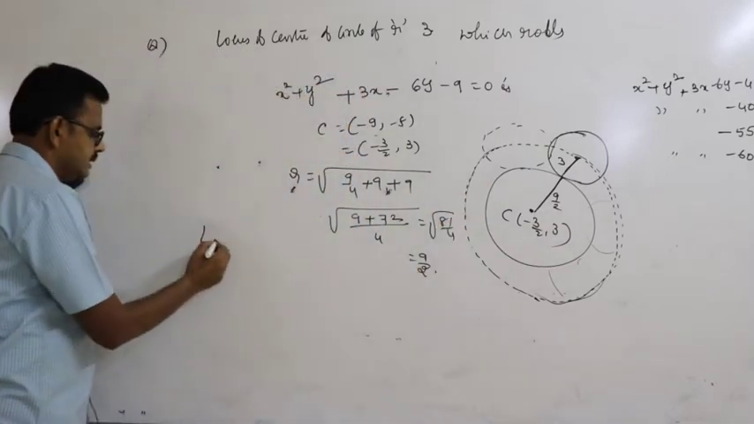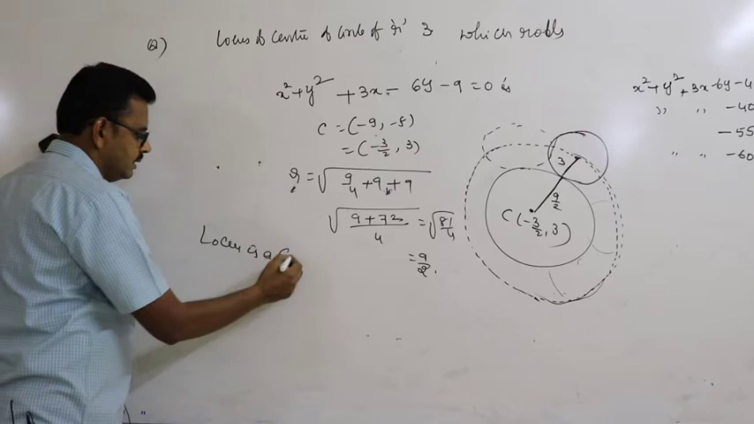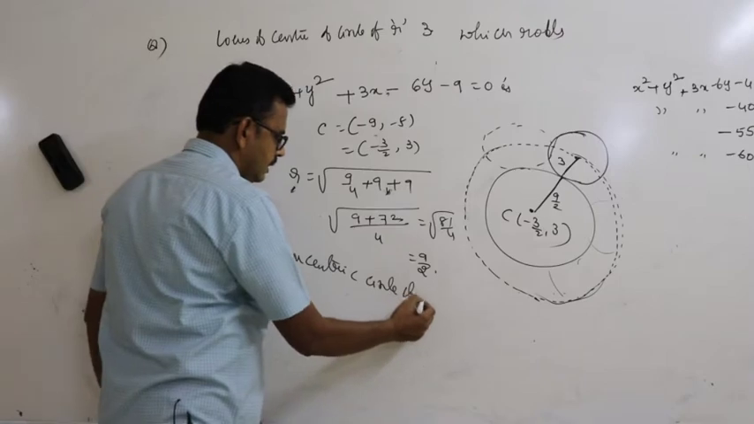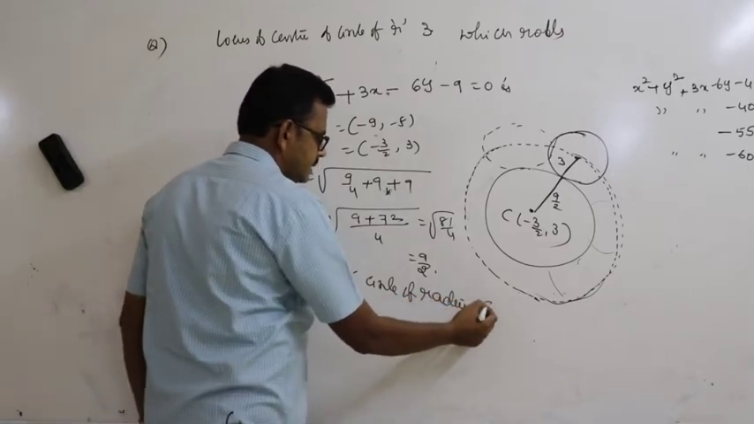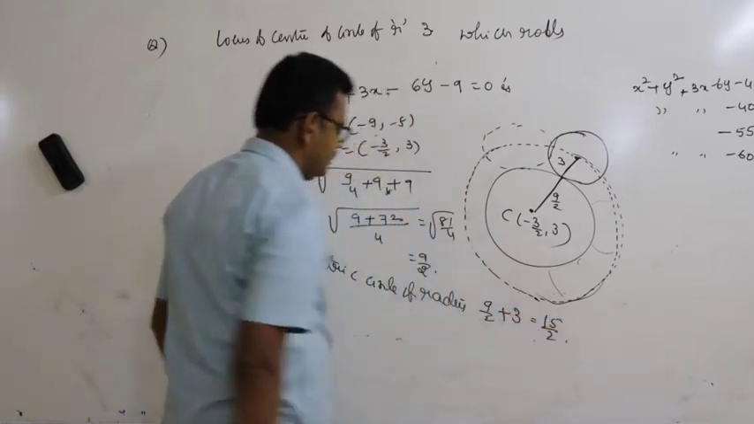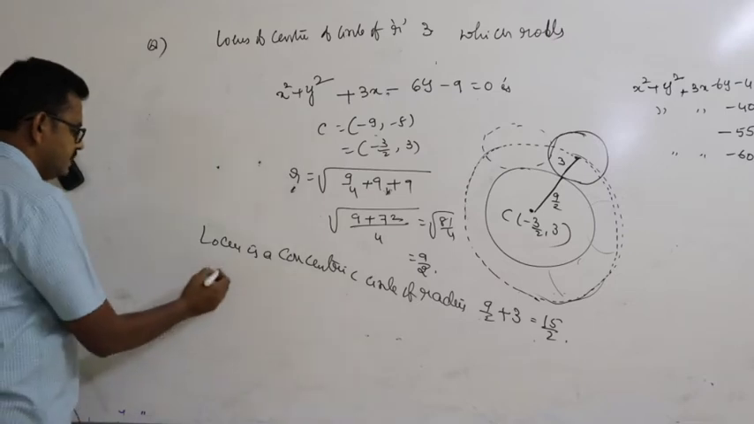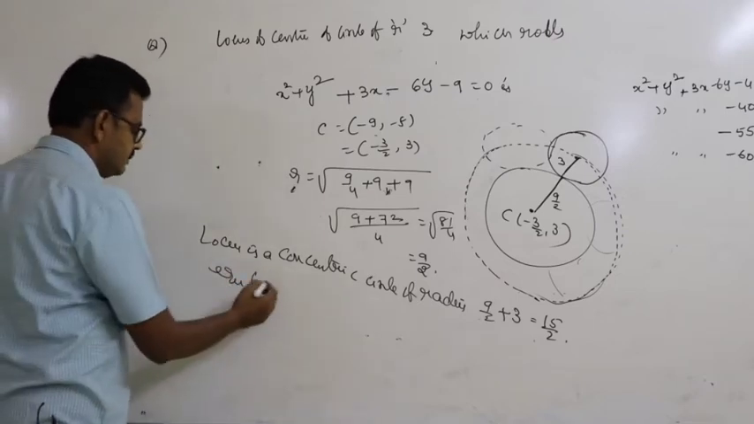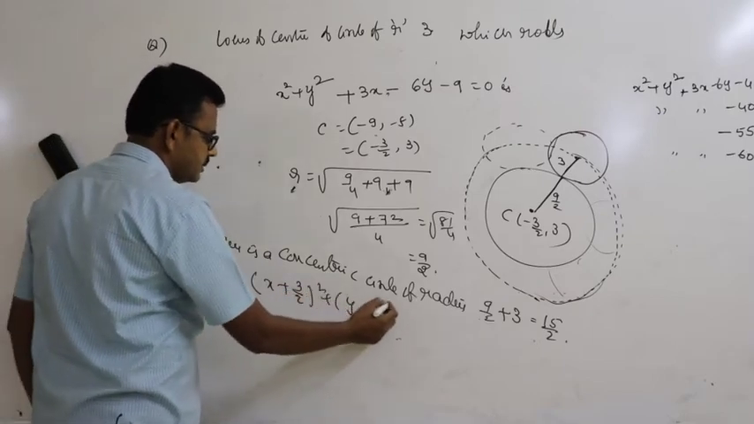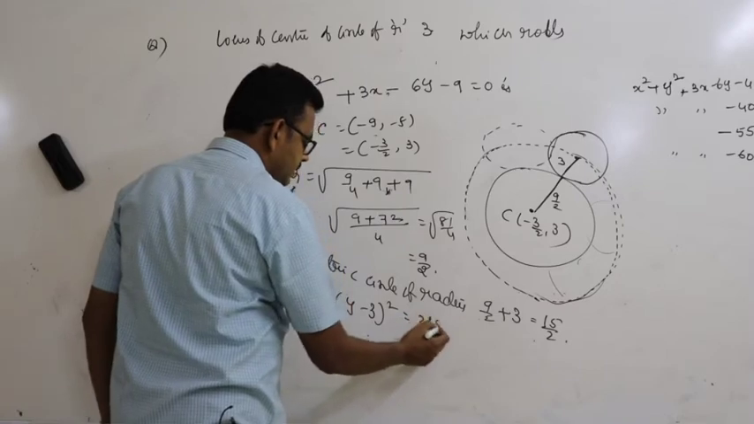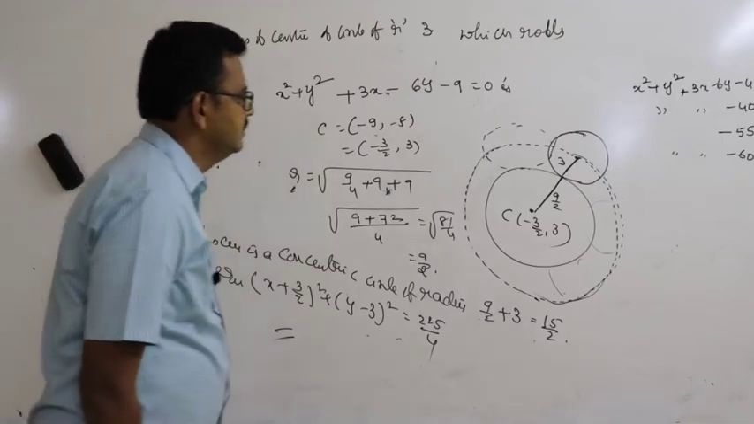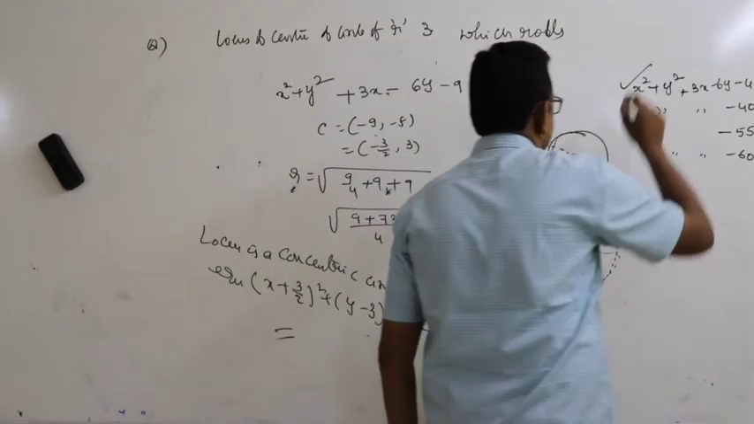So the locus is a concentric circle of radius 9 by 2 plus 3, that is equal to 15 by 2. So the equation of the circle is (x plus 3 by 2) whole square plus (y minus 3) whole square equal to r square, 225 by 4. By expanding this you get the answer, that is we get the first option.